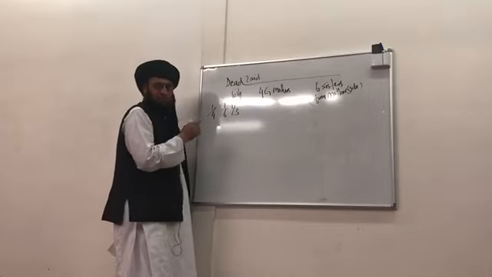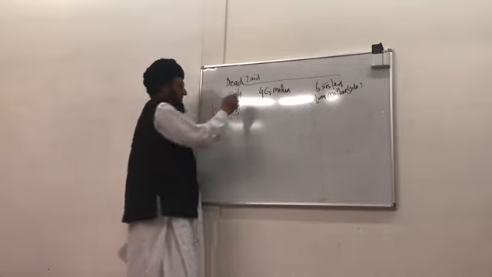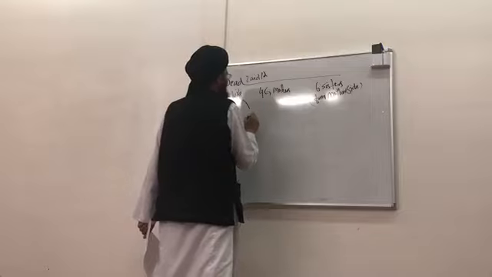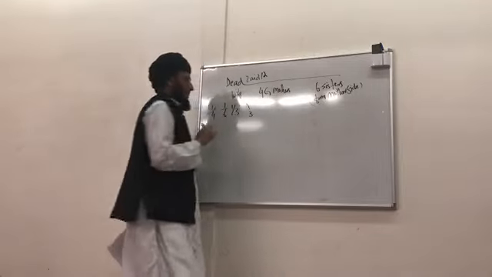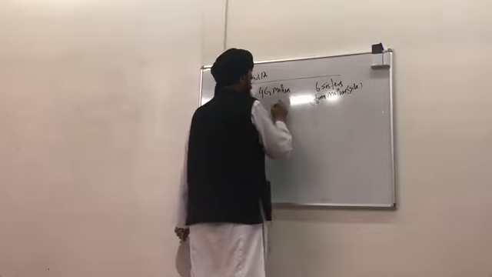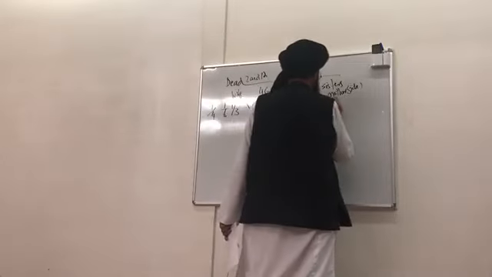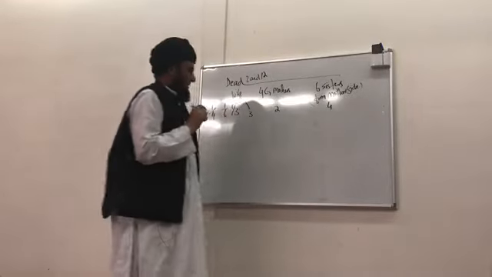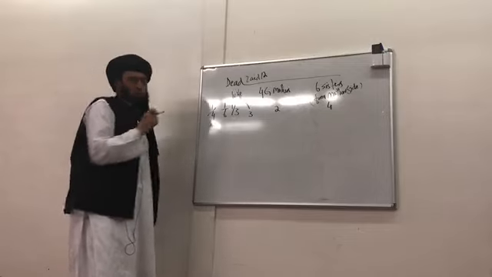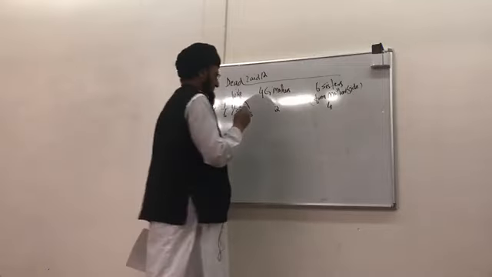So now, 12. So the wife will take 3. The 4 grandmothers will take 2. And the 6 sisters will take 4. So altogether 9. So 3 remains. It will go to the 2 groups, to the grandmothers and the sisters. Got it?